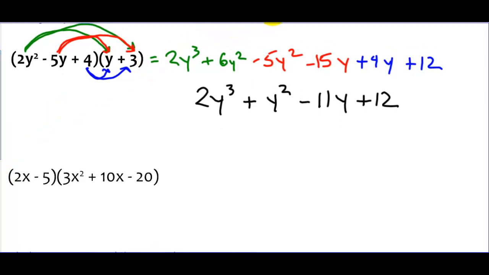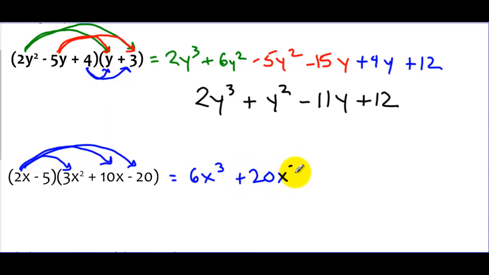Okay? So here's another example, and I just wanted you to see this one because it's basically just the opposite order. I have the binomial first and the trinomial second. So it's going to look a little different because I'm going to connect the 2x to all 3 of the parts in the second one and then do my multiplication. So 2x times 3x squared gives me 6x to the third, because remember 1x and 2 more x's is 3x's. 2x times 10x gives me 20x squared, and 2x times negative 20 gives me negative 40x.